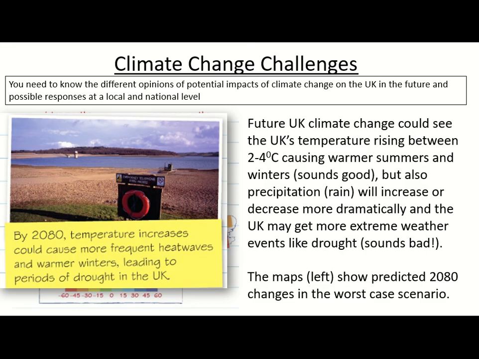Heat waves are the other thing. So it's not just reducing precipitation for drought, but heat waves are a problem, and potentially intense rainfall events as well.